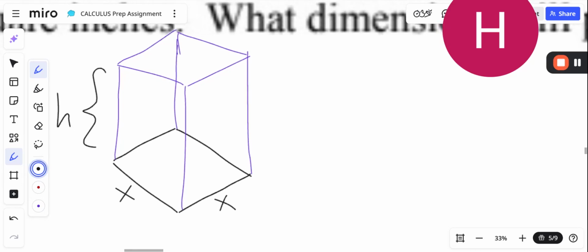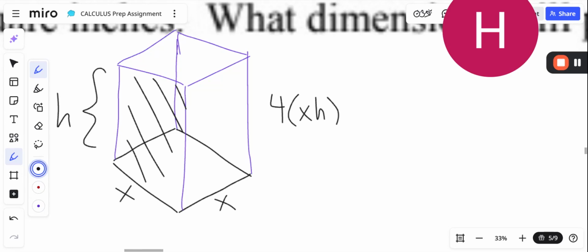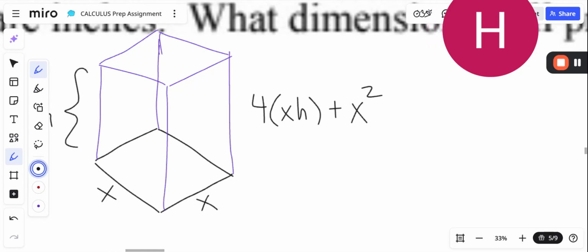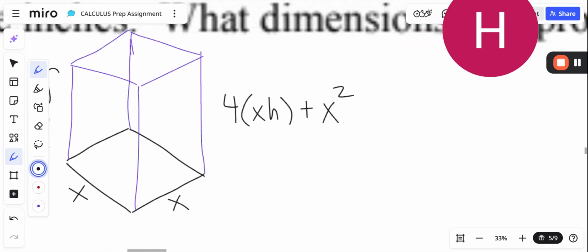Well, the surface area is going to be composed of four walls, which is 4 times xh. That's the area of any one of these side walls, like that one, or this one, or the two in the back. Plus, we have x squared. This is going to give us the surface area, and we're told that this composes 108 square inches.